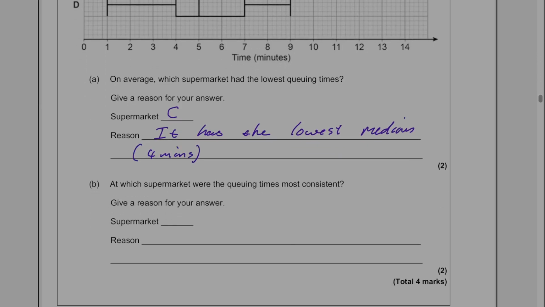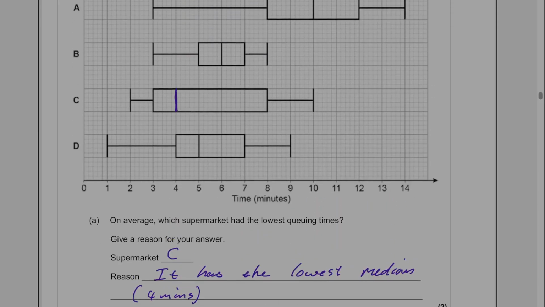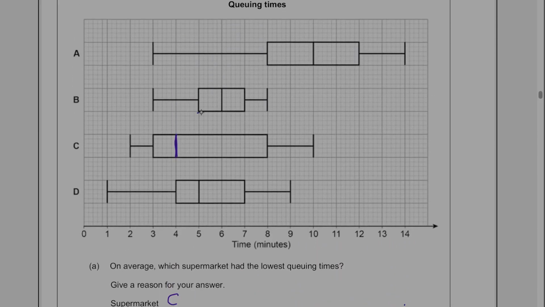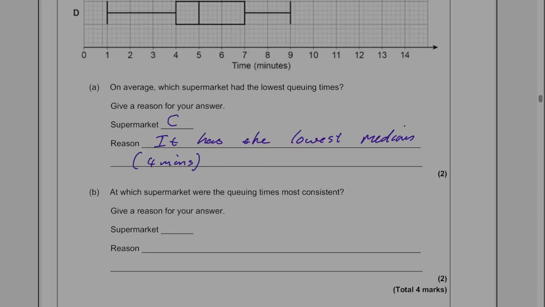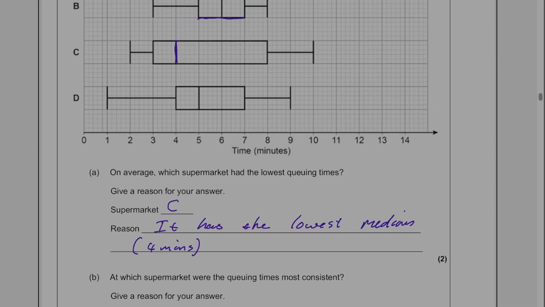Part B, at which supermarket were the queuing times most consistent? Give a reason for your answer. So we want the one with the lowest interquartile range, which is going to be this one here. That would be supermarket B, and it has the lowest interquartile range, and we'll state that as well. 2 minutes.